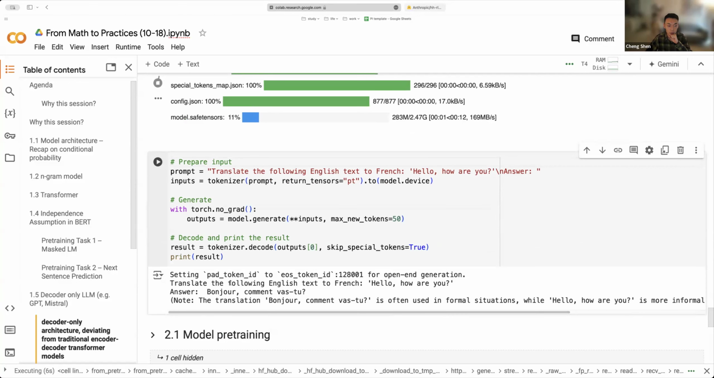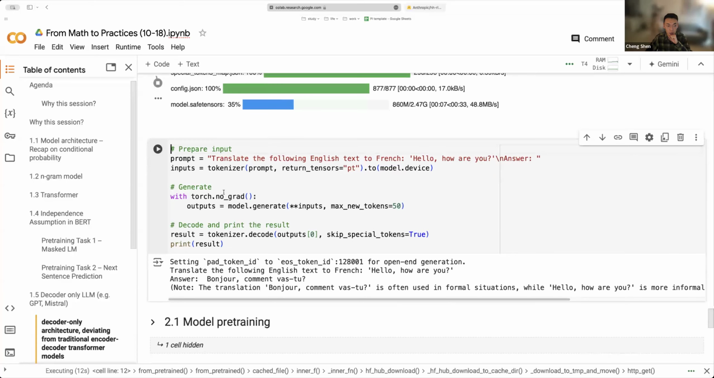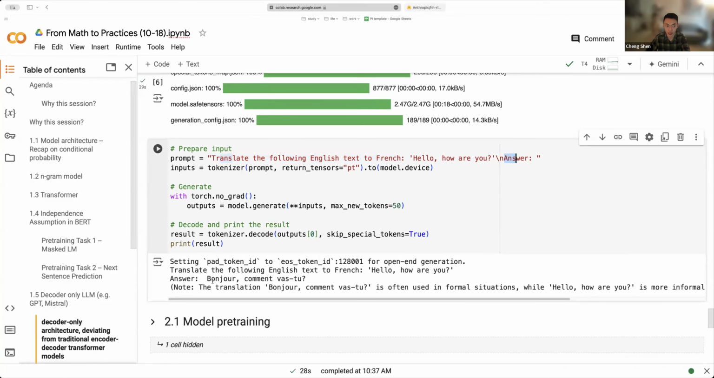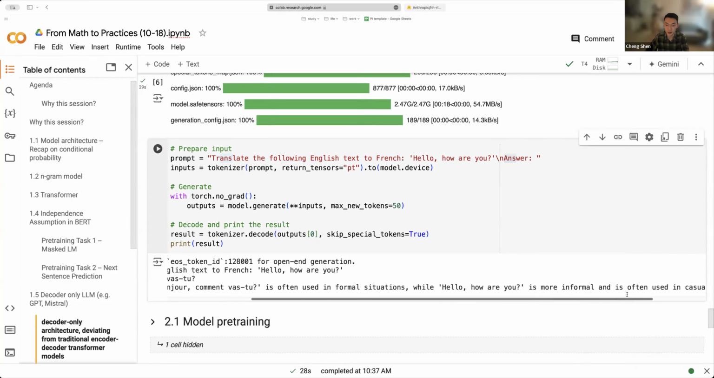Yeah, if we look at the sample output I have in this cell, the whole prompt is: translate the following English text to French. And I give it, hello, how are you? An answer. So this is the output of the model. Generally, this is some experience we now get from running ChatGPT. We have all the prompt, and the model just continues the generation, gives the answer, bonjour, comment allez-vous, or comment vas-tu, and it also explains the translation is blah blah blah.